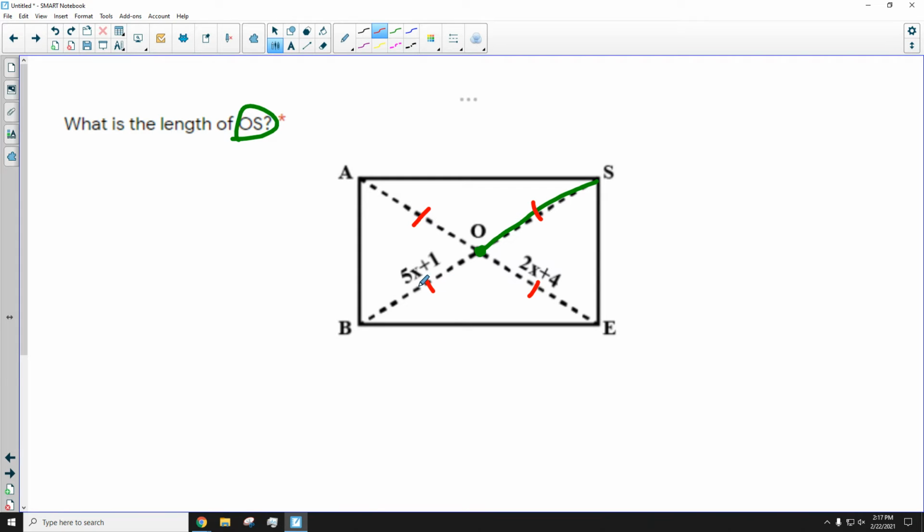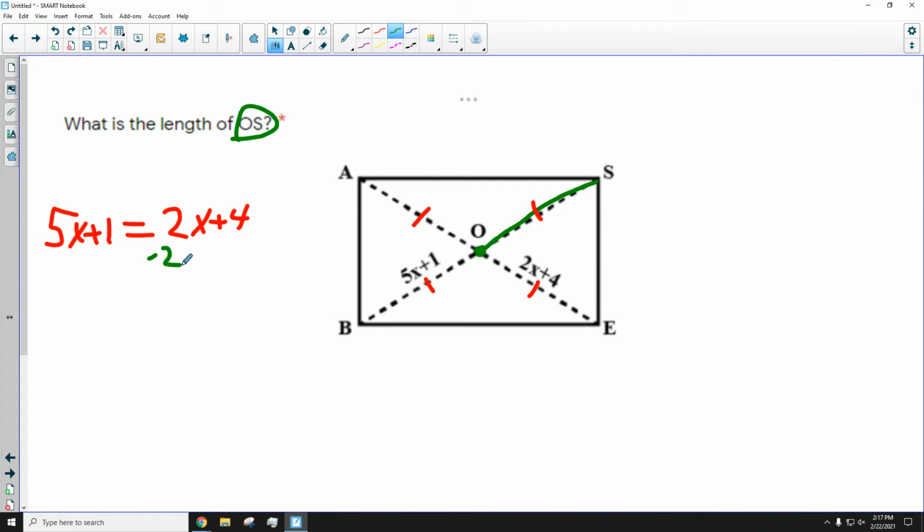Also means if they're all equal to each other, I can pick any two of these and set them equal to each other. So I can pick this 5x plus 1, and I can set it equal to this 2x plus 4. Because even though they're not on the same diagonal, they still have to be equal to each other.